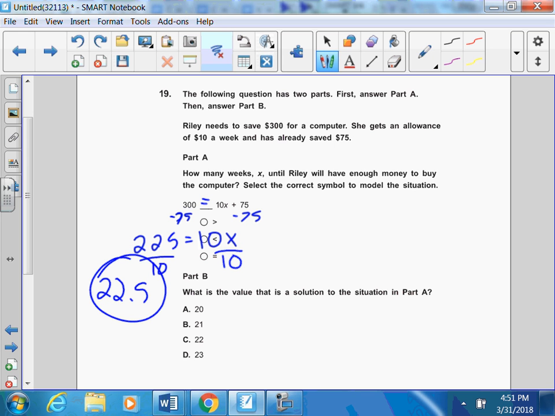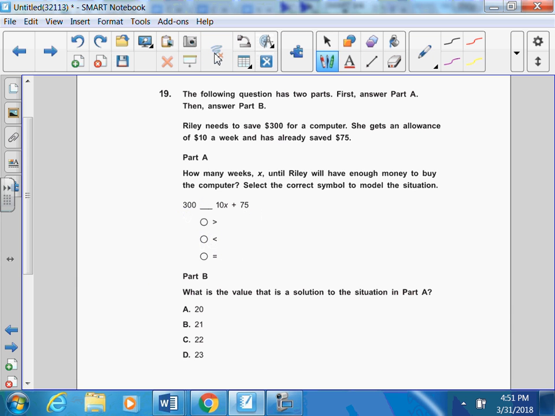That means we have to save up $10 per week for 22 and a half weeks to get to $300. So that's why in this case I'm leaning toward we don't want it to be equal, because it can't be 22 and a half weeks. It's going to have to be more than that, because you want to save at least 300. So we're going to go with 23 weeks. So we really need to have this inequality symbol there. This would be your answer.